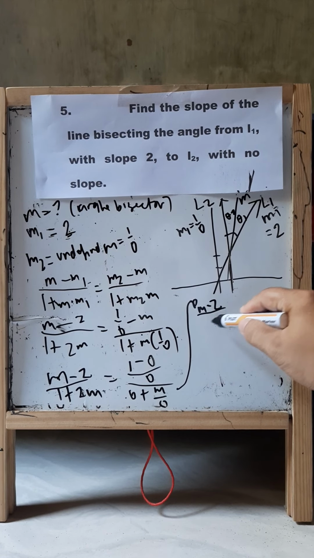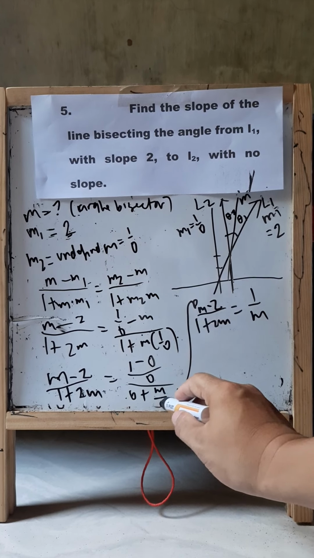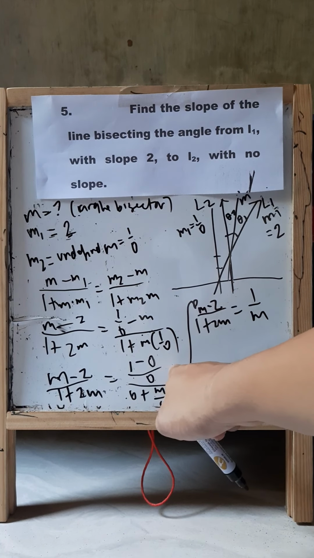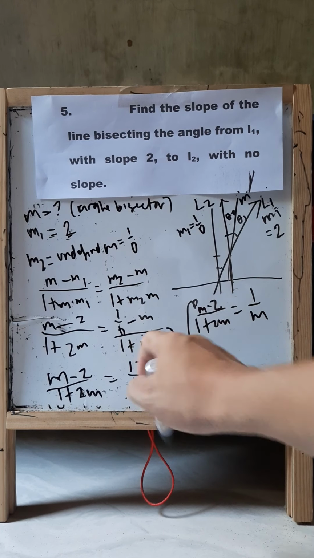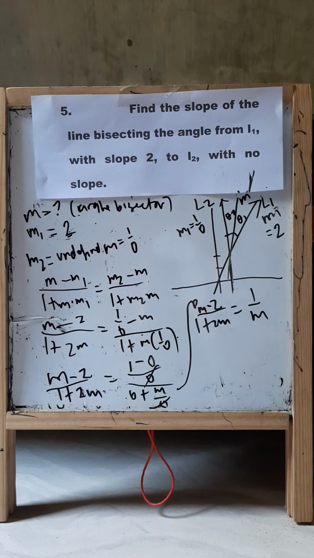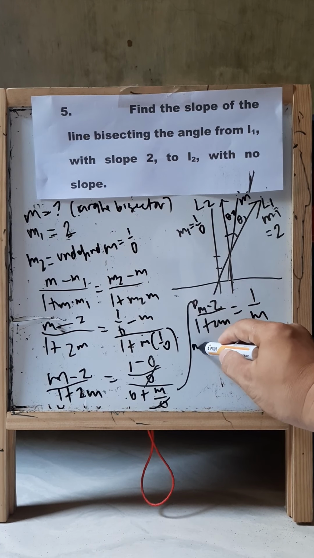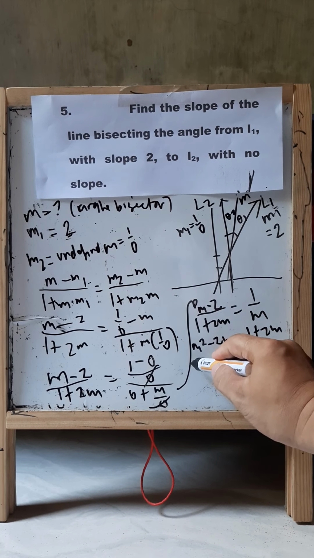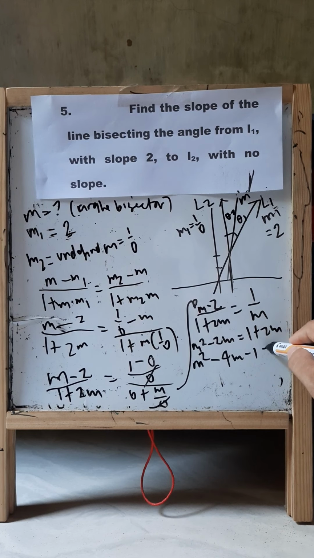So, let's continue in this part. m minus 2 over 1 plus 2m is equal to 1 over m. It's just 1 over m. Right? The 0 cancels. 1 minus 0 is 1 over 0, and here, m over 0. Cancel 0. What remains is 1 over m. Then, by cross multiplication, we have m squared minus 2m is equal to 1 plus 2m. Then, transpose 2m: m squared minus 4m minus 1 equals 0.